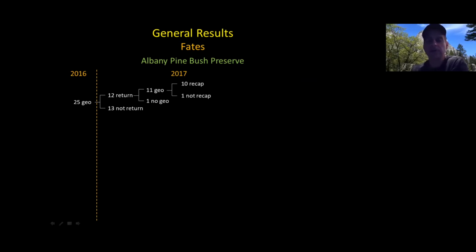Of the 11 birds that came back with a geolocator, we were able to lure 10 of them into the net. We tried and tried and tried to capture this one bird, but we just could not get this sucker to go back in the net. We could not trick him into the net.